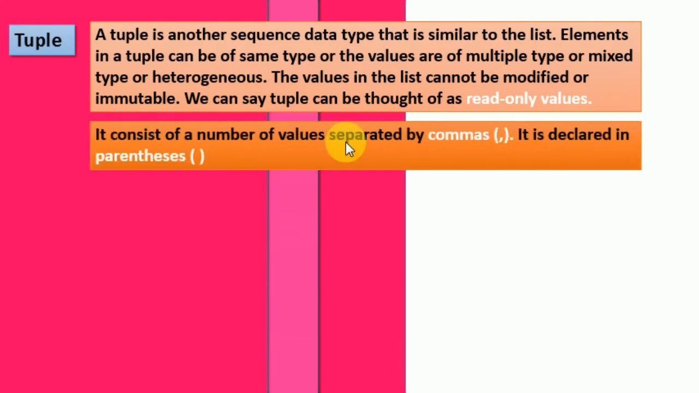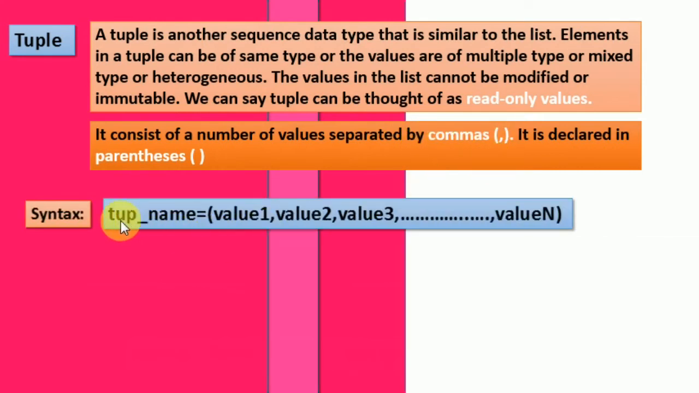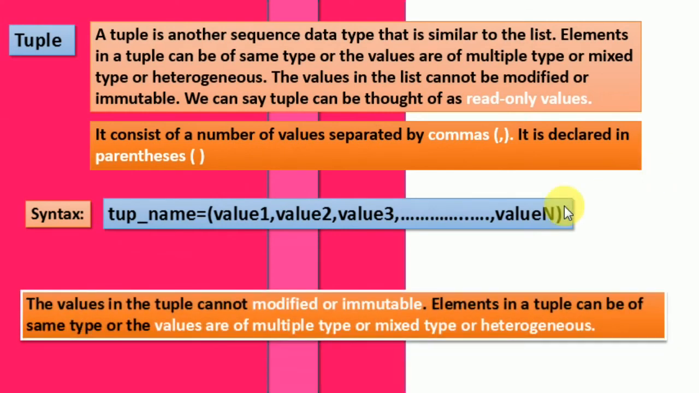The syntax differs. There, square brackets are used; here, parentheses are used, but the values are separated by the same sign, a comma. Syntax is like this: tuple name equals to bracket value 1 comma value 2, value 3, up to value n. The values in the tuple cannot be modified, they are immutable. I already discussed that. In this case the values are multiple, mixed type, heterogeneous. You can do the same as you did in the case of the list.